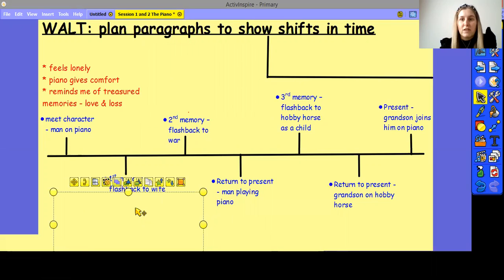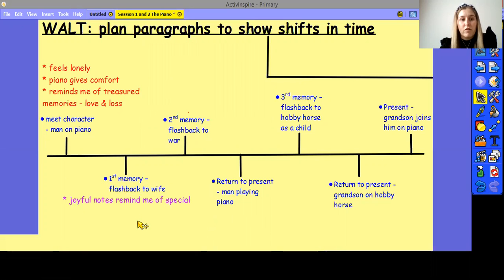So here I've added some detail in note form to what I might discuss, or write about rather, in this part of the story. I've got joyful notes to remind me of special times playing the piano together. I'm thinking about using the notes in the music as they change to happier notes. It's that which triggers the memory.